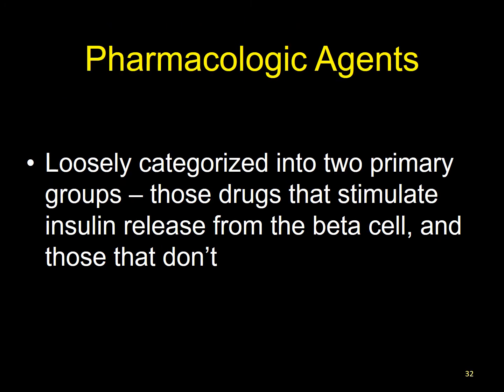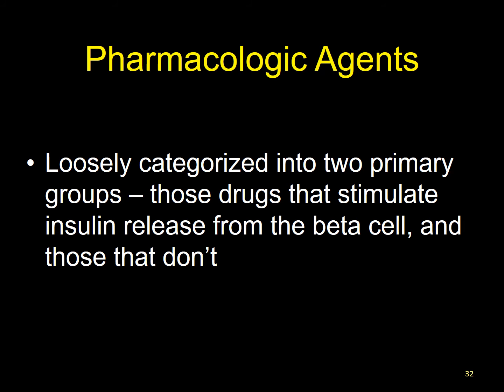They are loosely categorized into 2 primary groups, those that stimulate insulin release from the beta cell and those that don't. Now keep in mind, if you think about the trajectory that we've just talked about, it makes sense that especially if we catch the patient early enough, we don't really have to make them release insulin. They're releasing more insulin than normal. The primary issue is making the insulin more useful, right?